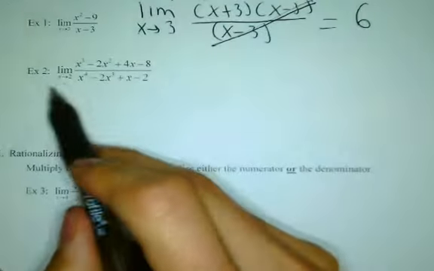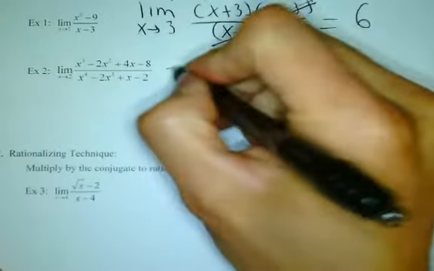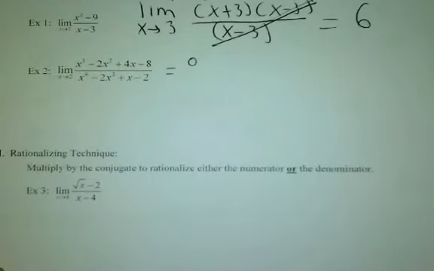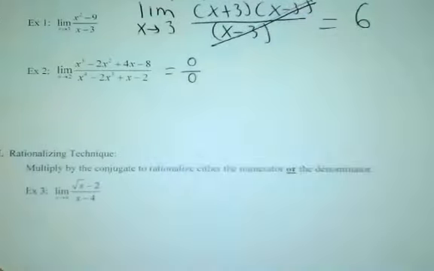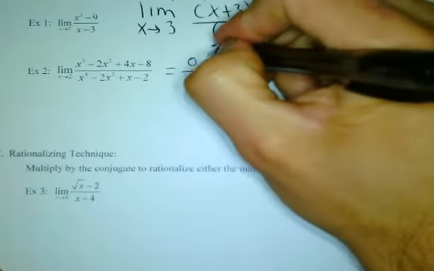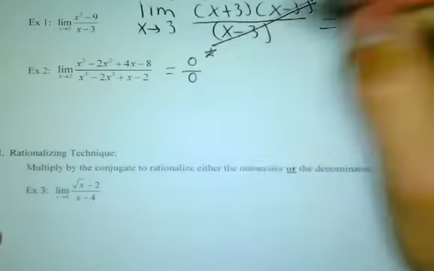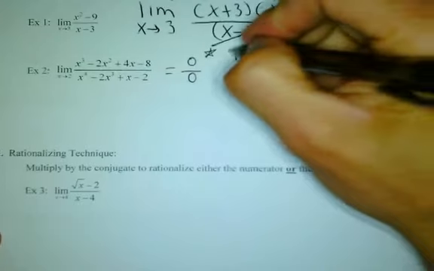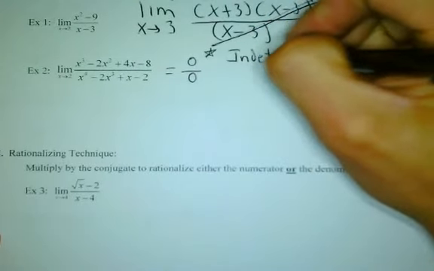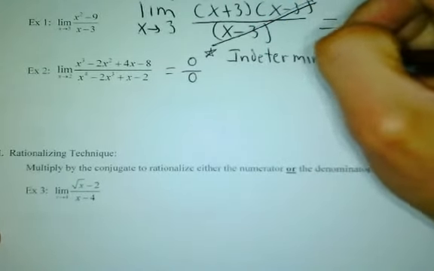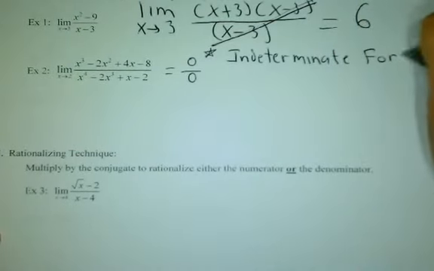Okay? Now, I'm going to save some time, and I'm going to tell you that when I plug in 2, the numerator is 0. And when I plug in 2, the denominator is 0. This actually has a name when you get 0 over 0. And it's quite important, so I need you to write it down. When you get a limit in which you have 0 over 0, that is known as the indeterminate form.